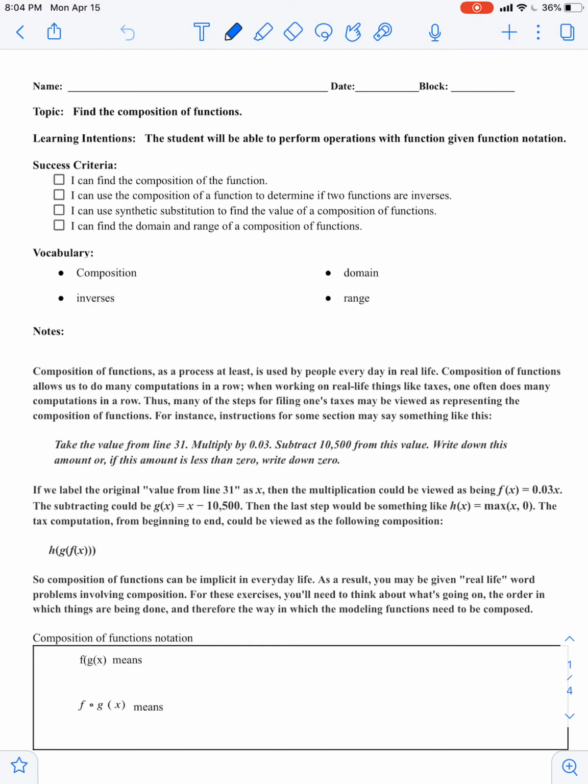The example they give you here is take the value from line 31, multiply it by 0.03, and then subtract 10,500 from this value, write down that amount. So that would be like on your income tax, okay? And that may not make sense, but hopefully we'll give you some more examples that will make a little bit more sense. But basically, it's a two-step process in what you're doing here. Also, another word for composition that the kids like to use is substitution. If you think about how you do a substitution problem, really that's all you're doing here.